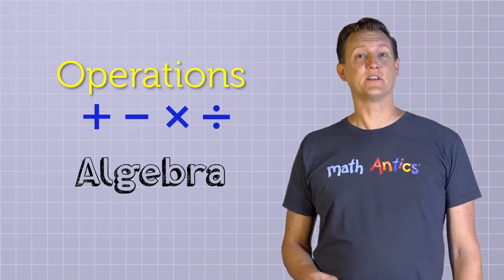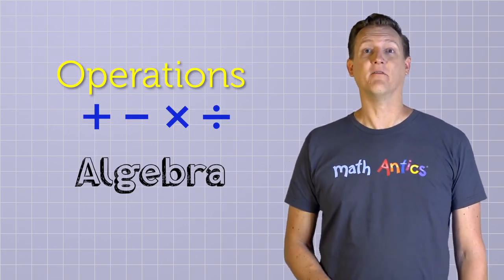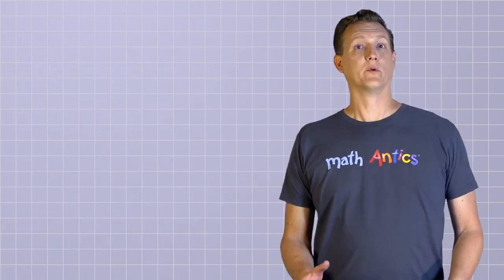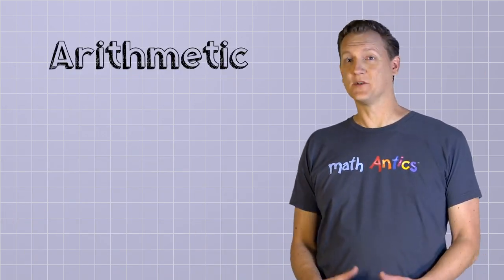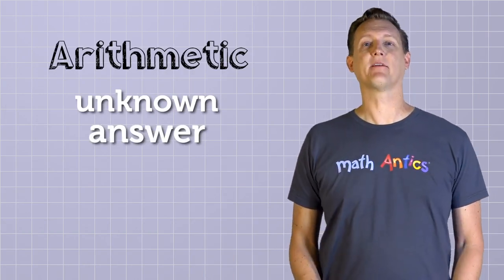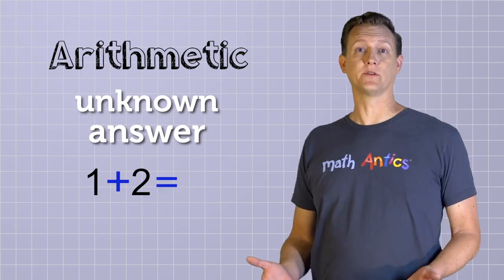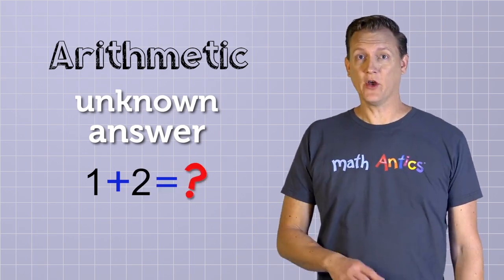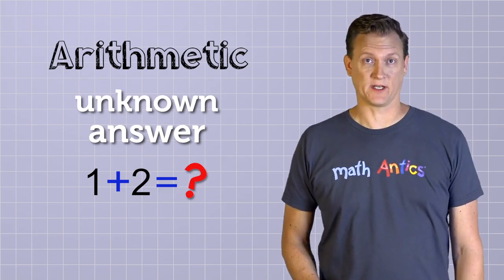But algebra introduces a new element, the element of the unknown. When you were learning arithmetic, the only thing that was ever unknown was the answer to the problem. For example, you might have the problem 1 plus 2 equals what? The answer isn't known until you go ahead and do the arithmetic.